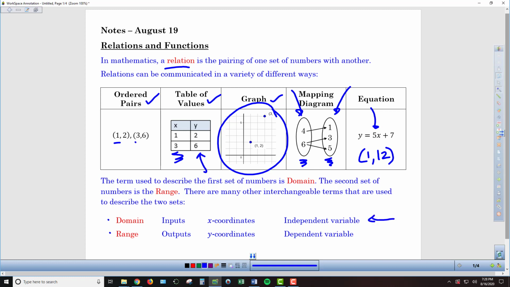And so you can see all of these terms down below that are connected to each other. So the domain is your inputs, is your x-coordinates, is your independent variable, meaning those are the numbers that we're going to plug into an equation for x to generate the outputs. And so again, range is going to be those y values. We refer to that as the outputs of the relation, the y-coordinates, or we say it's the dependent variable because it depends on what we plugged in for x, what we're going to get out for y.